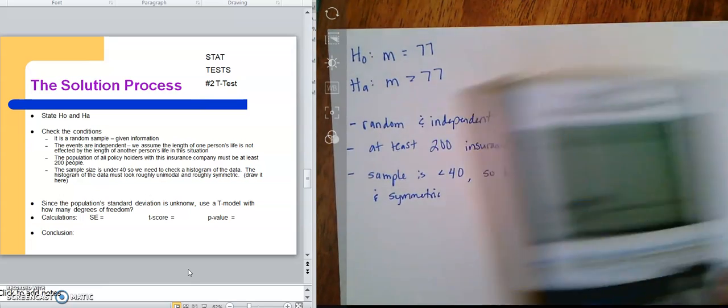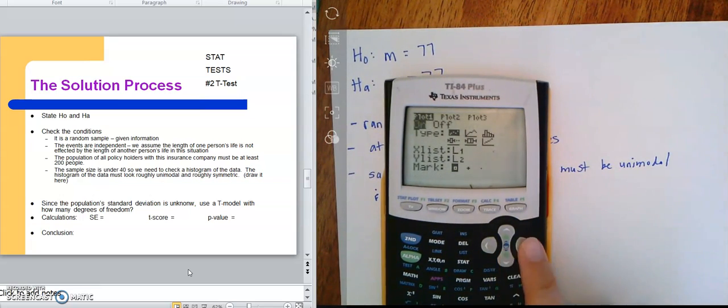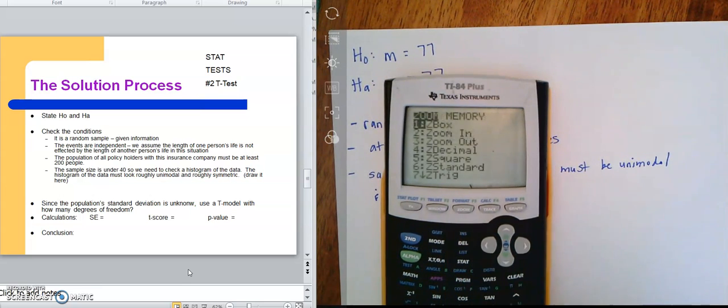In case you have forgotten how to do that, I do want to show you. Remember, go turn your plot on, go to histogram, and zoom 9 will show you. Okay.